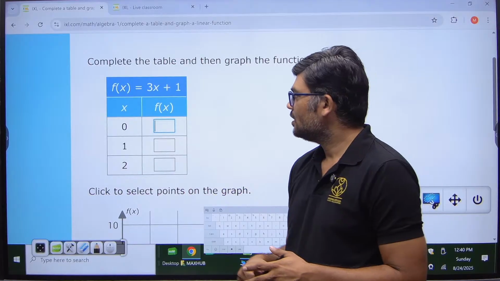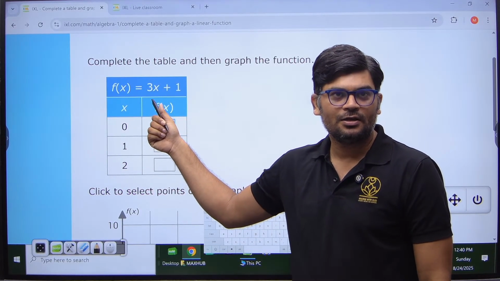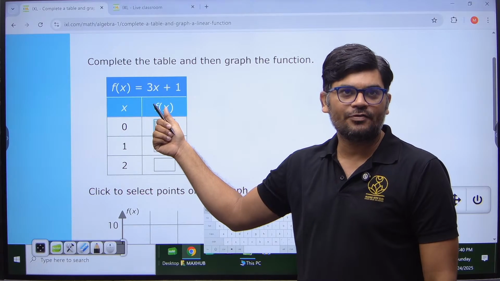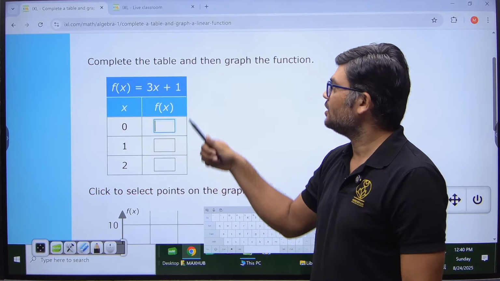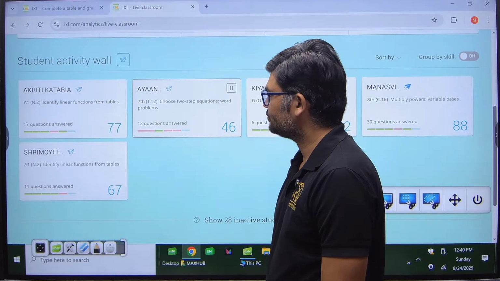Easy. And the coefficient of x will tell you the rate at which the graph is moving. In this case it is 3. So do N3. Okay.